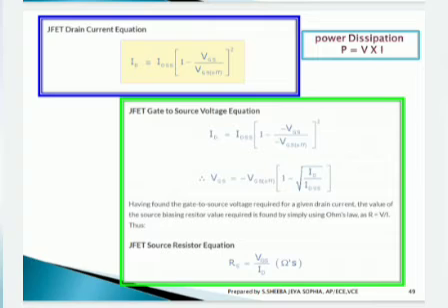JFET drain current equation is also derived from that. ID is equal to IDSS into 1 minus VGS divided by VGS(off), the whole square. And the JFET gate to source voltage relation, that is VGS is equal to minus VGS(off) into 1 minus square root of ID divided by IDSS. And from this we can extract the resistor equation. As I have said, V is equal to IR, R is equal to V by I, therefore RS is equal to VGS divided by ID.